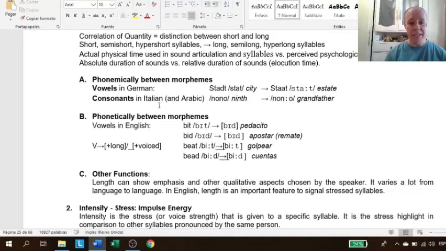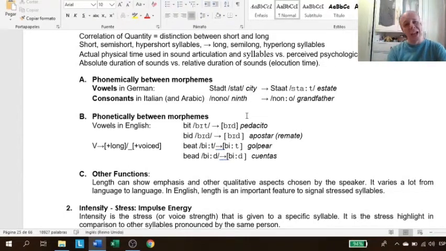Then we have Italian. In Italian, if you say nono, it means ninth. But if you say nonno, then it means grandfather. So notice length not in the vowel but in the consonant in this case. So we can conclude then that in Italian, in German, and in English, and also Arabic, it says here in the manual, length is a phonemic feature.